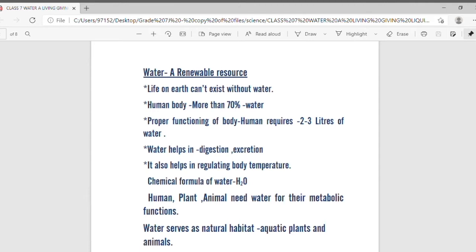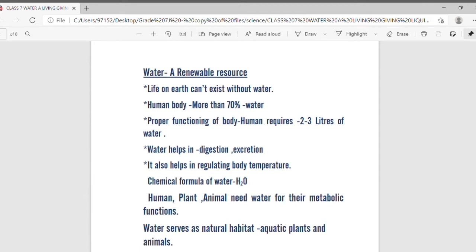So if we require energy, we need a lot of energy. So we burn a lot of fat and carbohydrate, right? So metabolic function entirely depends on water. Water serves as a natural habitat for aquatic plants and animals. So, marine animals totally depend on water for survival. That is their home. Whales, sharks, fishes, alligators, right? They all depend on water.